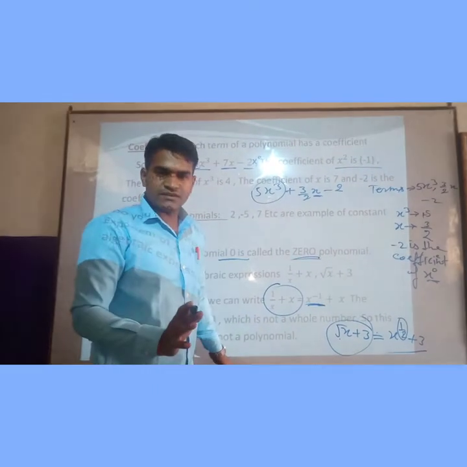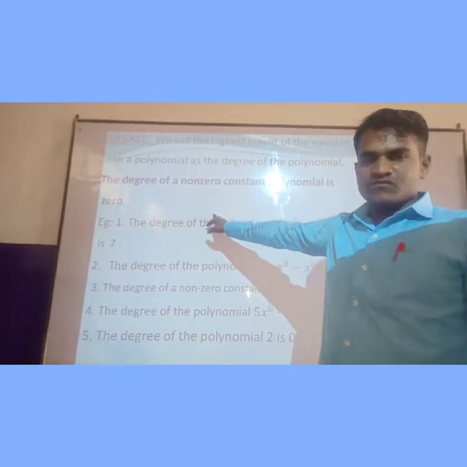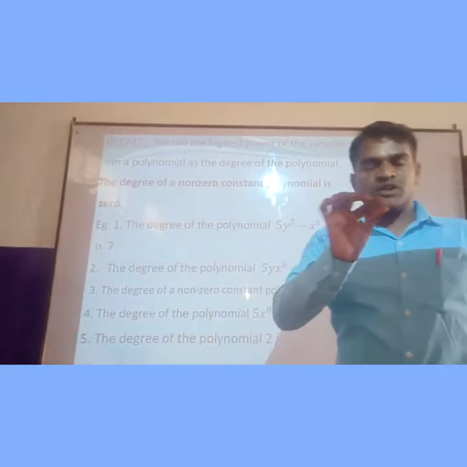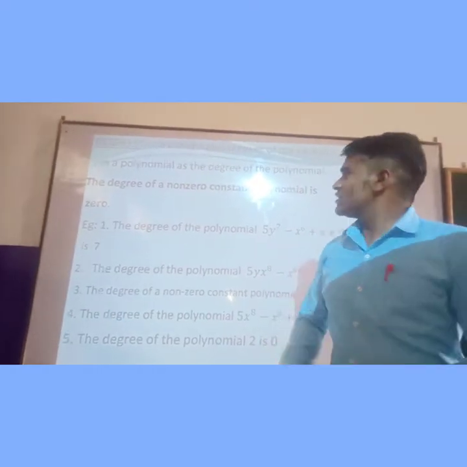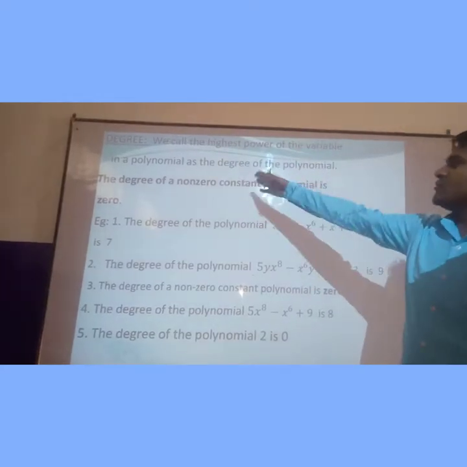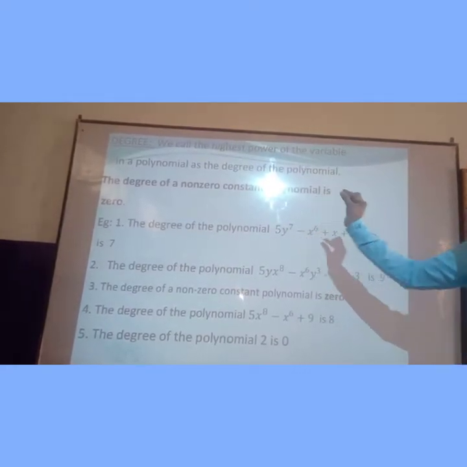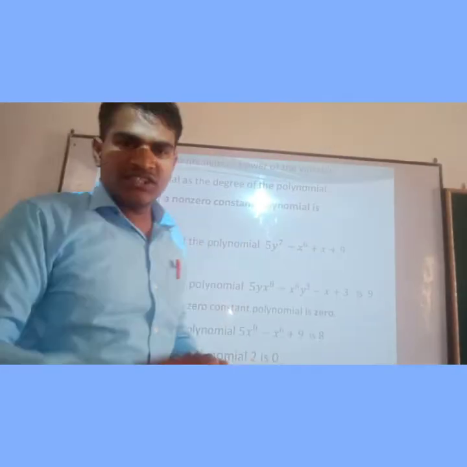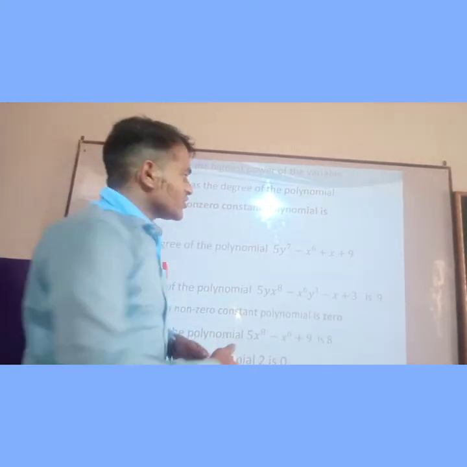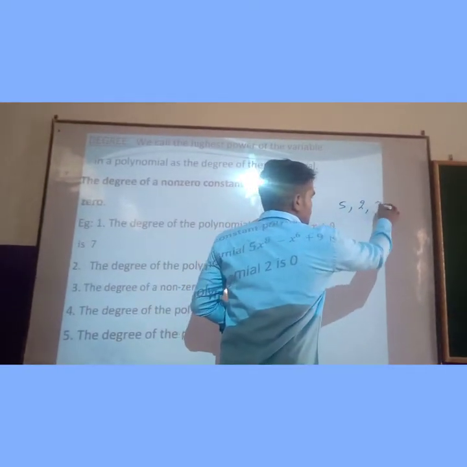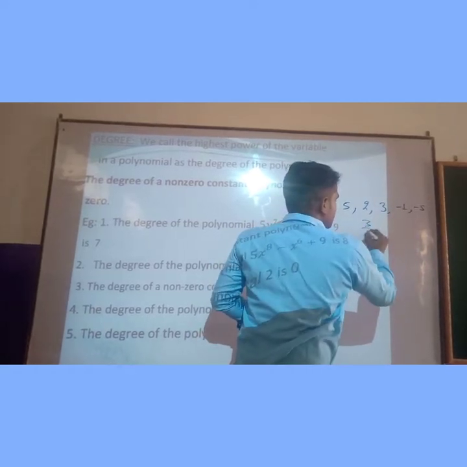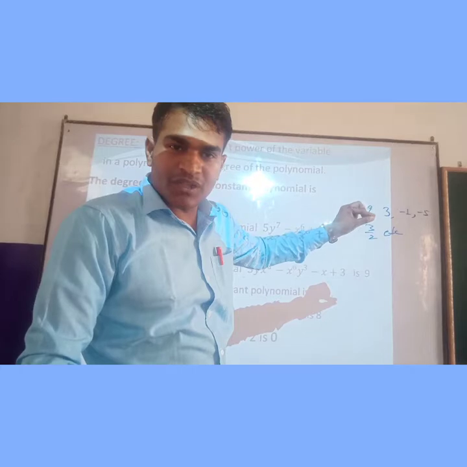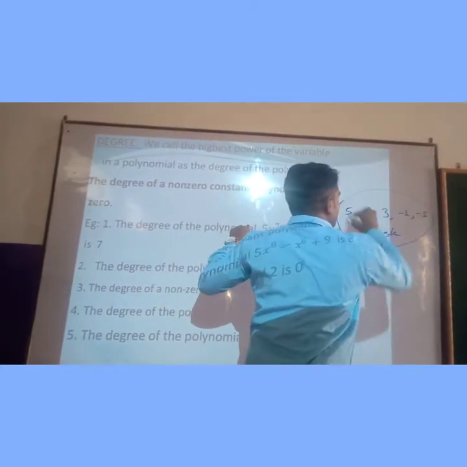I hope it's clear. Next topic is degree. The highest power of the variable in a polynomial is called the degree of that polynomial. The degree of a non-zero constant polynomial is 0. Non-zero constant polynomials are like 5, 2, 3, -1, -5, 3 upon 2, etc. These are all constants, but non-zero. So the degree of a non-zero constant polynomial is 0.